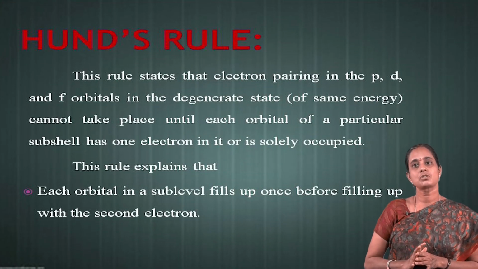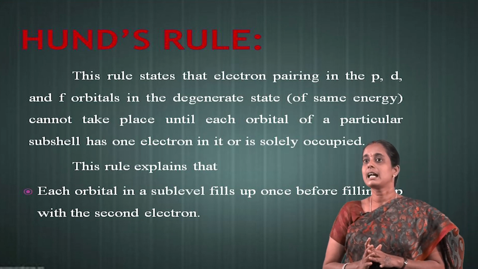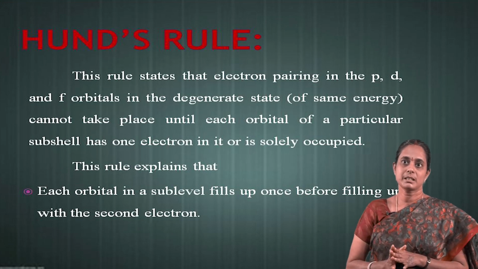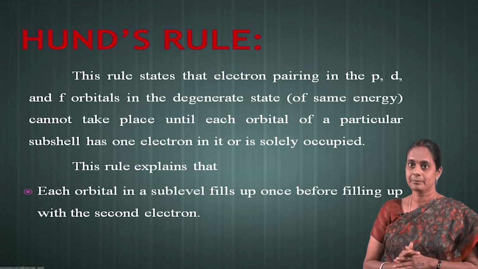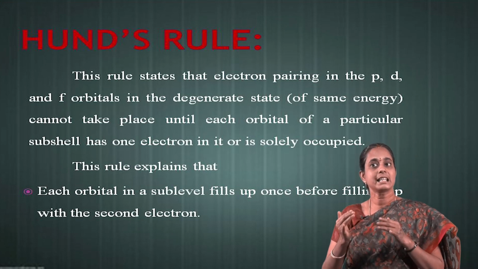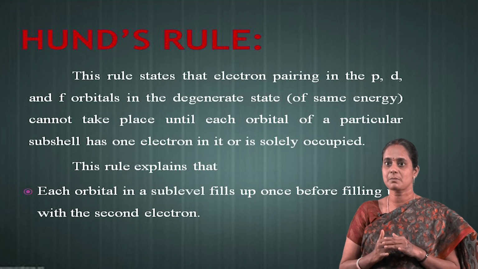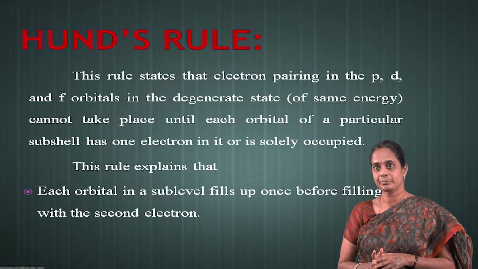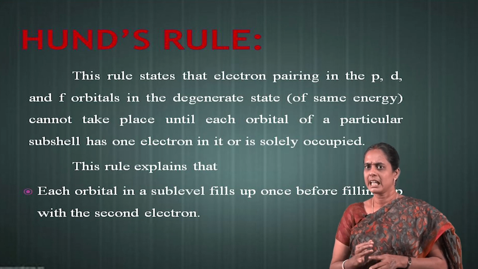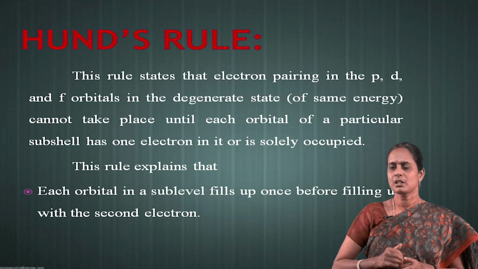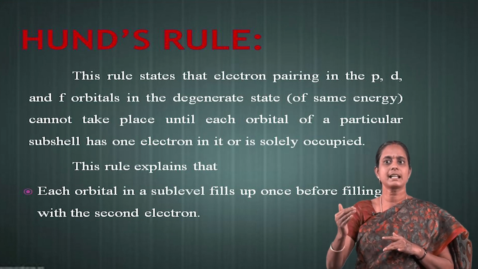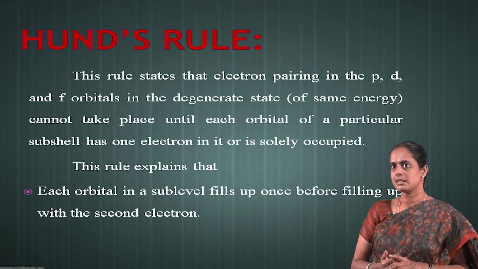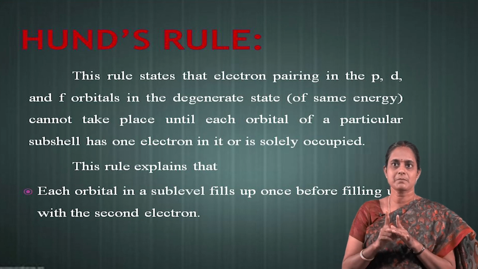Lastly we see Hund's rule. Hund's rule states that electron pairing in the p, d and f orbitals in the degenerate state cannot take place until each orbital of a particular subshell has one electron in it, or is singly occupied. This rule explains that each orbital in a subshell fills up once before filling up with the second electron. In singly occupied orbitals, all the electrons have the same spin.